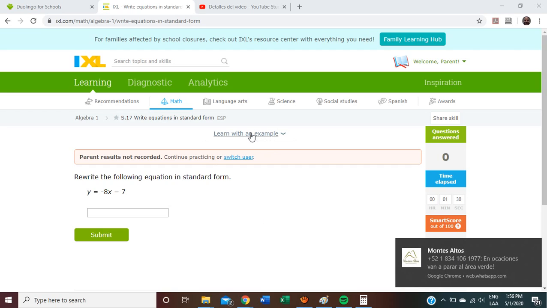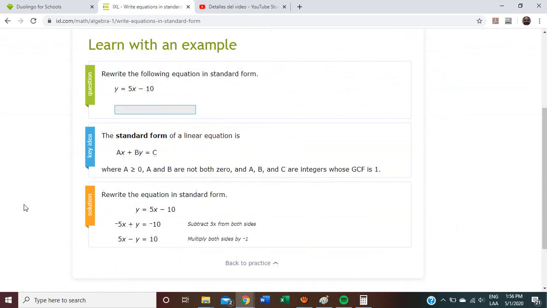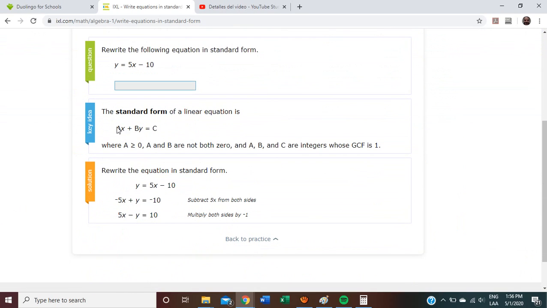If you hit learn with an example, you're going to be given this. Probably it's kind of confusing if you see it this way. The standard form is ax plus by equals c, which means that the x and the y have to be on the left part of the equal symbol, and the constant has to be on the right part of the equal symbol.